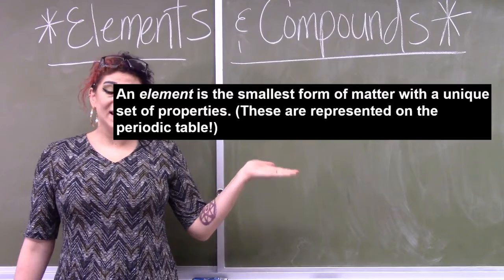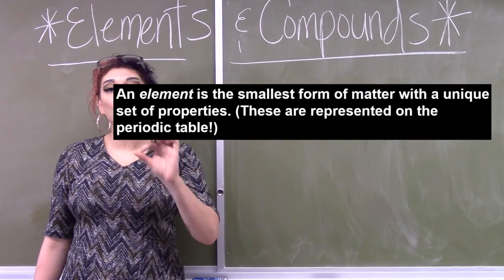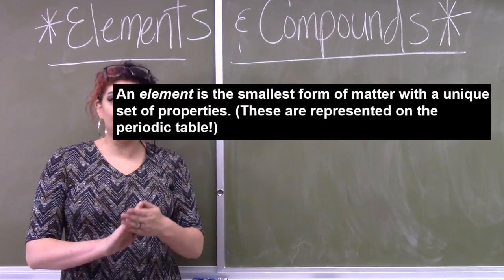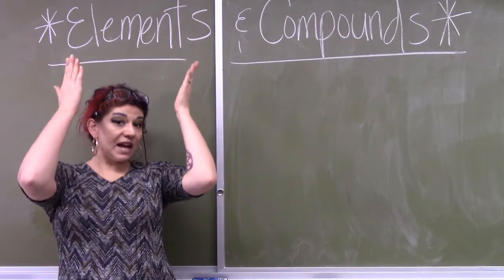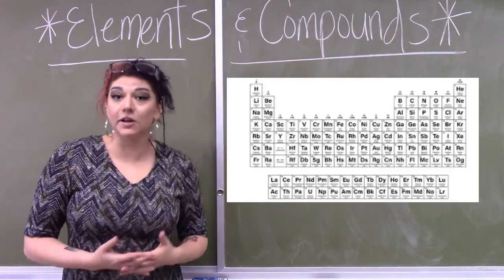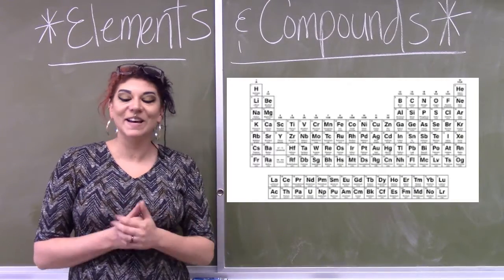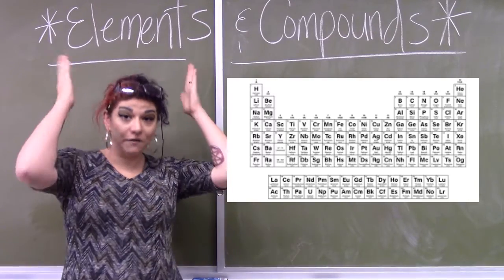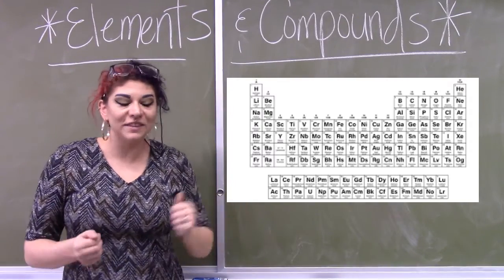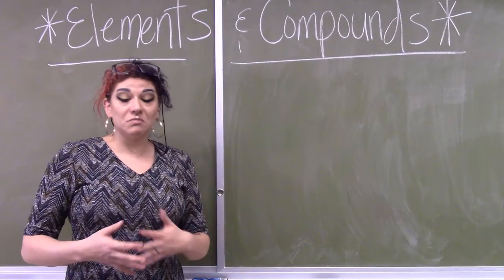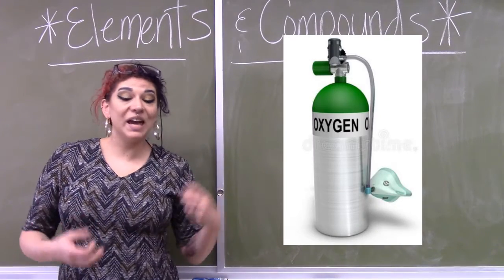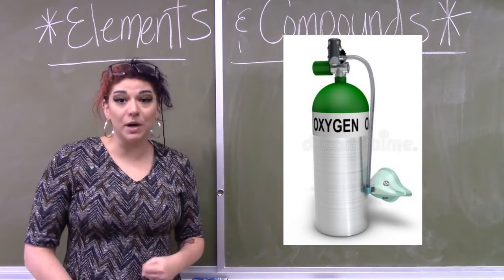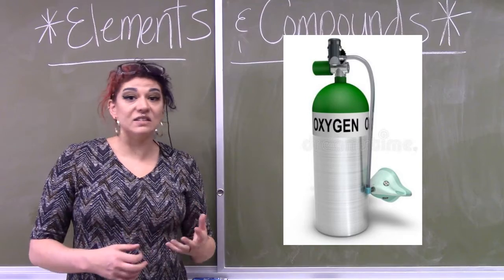An element is the simplest form of matter that has a unique set of properties. When you think of an element, you might think of the periodic table, and you're correct. The periodic table is a visual representation of the elements we can work with. An example is oxygen. You can't break oxygen down into any smaller components. Oxygen is oxygen.